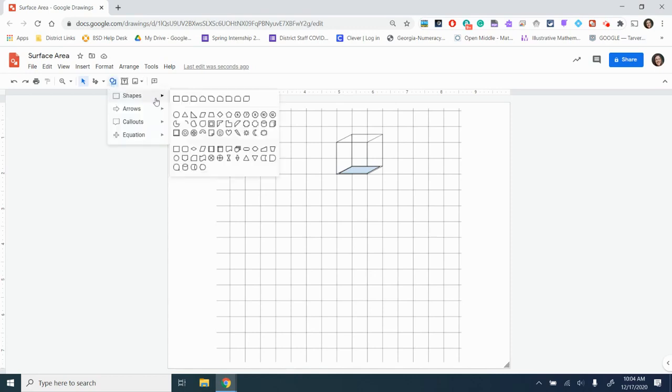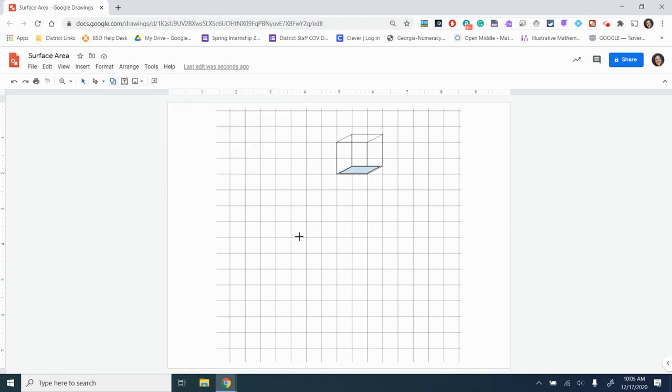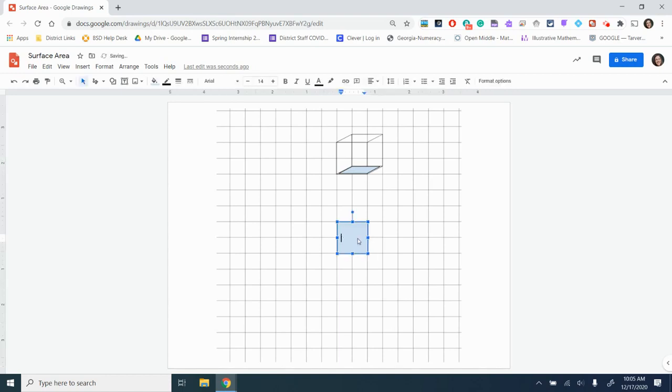So even though we're looking at this 3D figure, we know we're dealing with a cube here. And so I'm going to go ahead and start with the bottom of the cube. It's a 2 by 2 square. I'm going to label that.